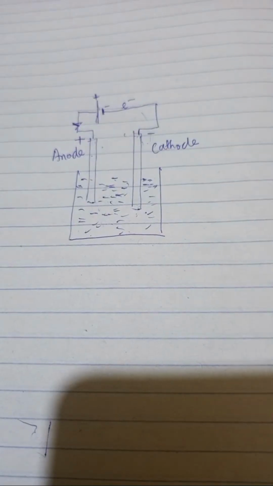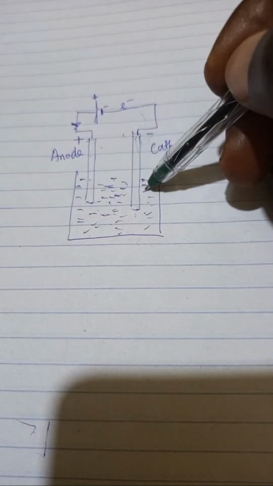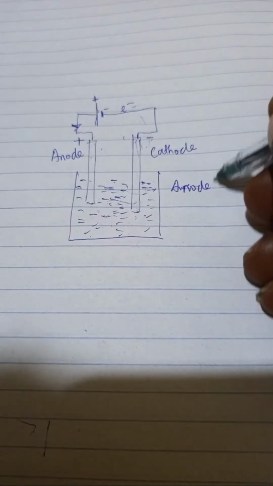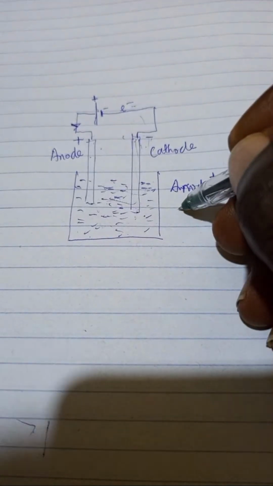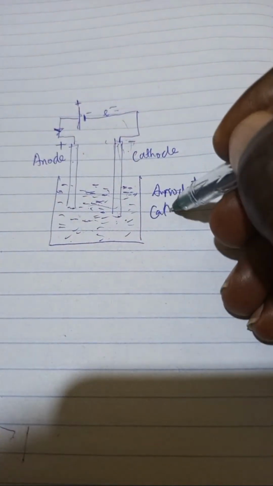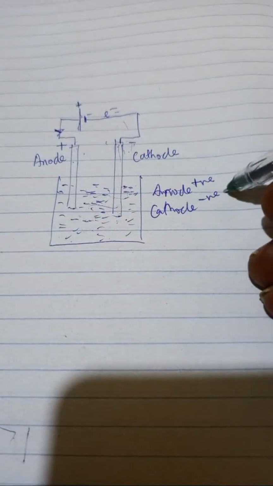The conventional direction of current that is taken as a standard is current flows from positive to negative, but the electrons are flowing in the opposite direction. They're flowing in this direction. So anode is positive. Positive terminal is anode. We have noted that one. Then the cathode is the negative terminal.